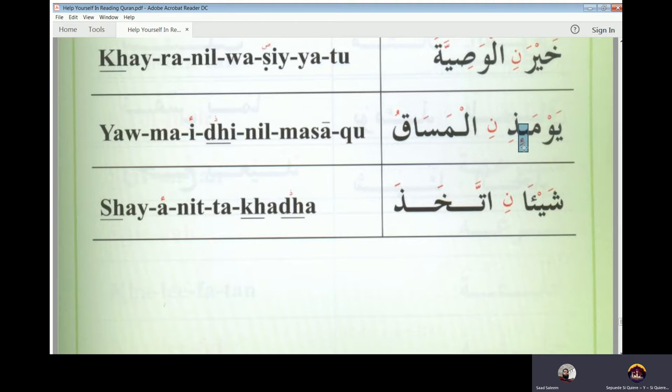Yawma. It is pronounced like Hamza. Yawma'i. Pronounced like Hamza. Yes. Yawma'izi. Correct. Nil masaku. Correct. Okay. Read again. Yawma'izi nil masaku. Good.